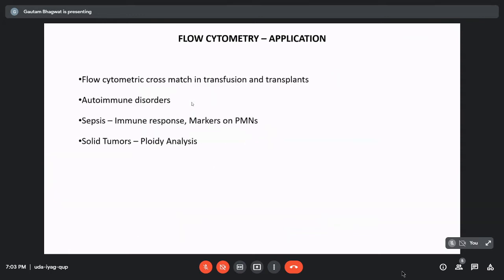There are many other applications of flow cytometer, which of course the hematology lab would take care of, but per se these are not related to hematological disorders, and therefore I will not go through them in this talk. Maybe other applications can be dealt with some other time.